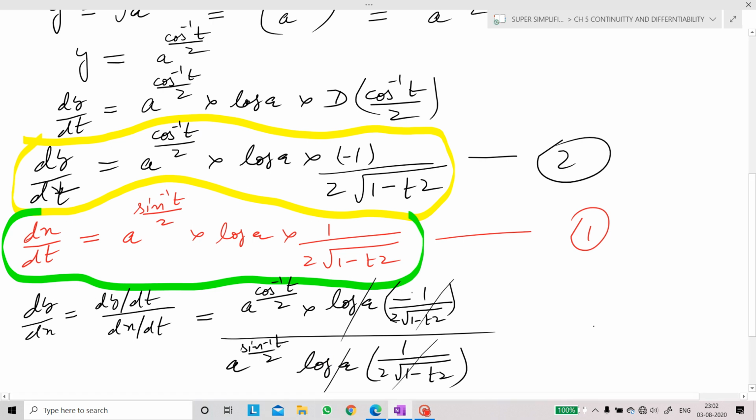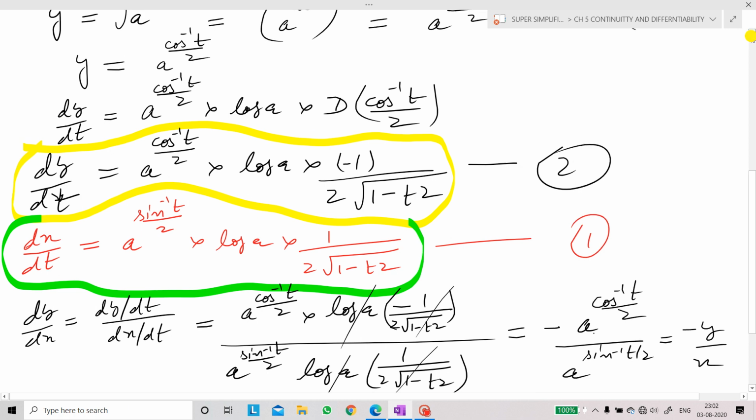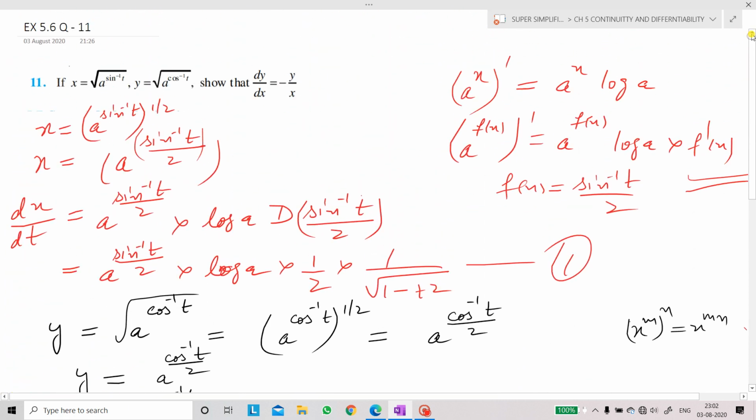So we are left with minus a raised to the power cos inverse t by 2 divided by a raised to the power sin inverse t by 2, which is nothing but the expression for minus y by x. So this is what you had to prove in this question. In this question you had to prove, I can show you in the beginning, you had to show that dy by dx was minus y by x.